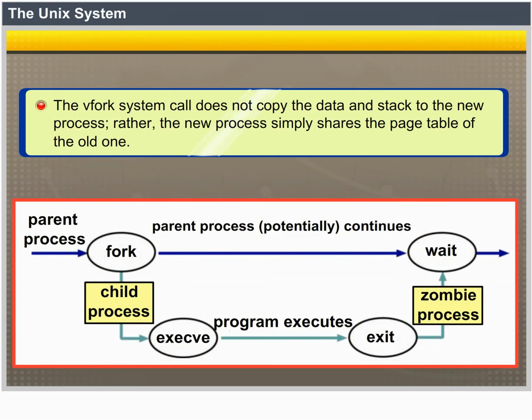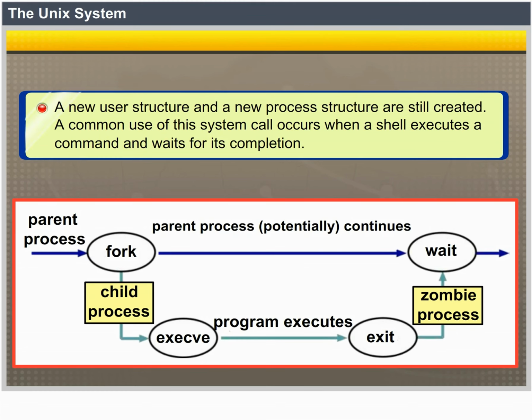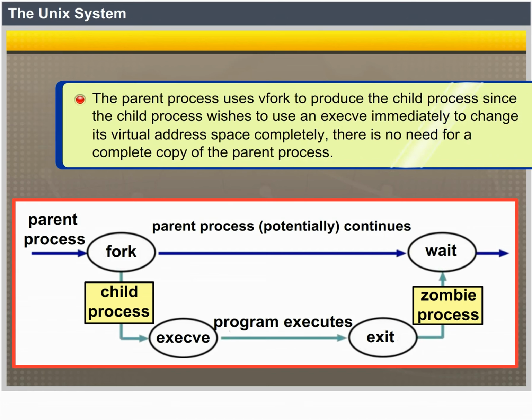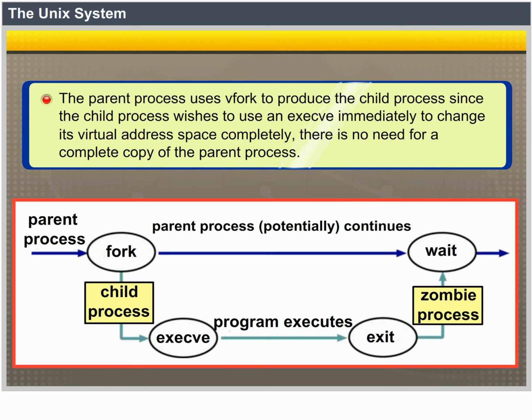The vfork system call does not copy the data and stack to the new process. Rather, the new process simply shares the page table of the old one. A new user structure and a new process structure are still created. A common use of this system call occurs when a shell executes a command and waits for its completion. The parent process uses vfork to produce the child process because the child process wishes to use an execve immediately to change its virtual address space completely. There is no need for a complete copy of the parent process.